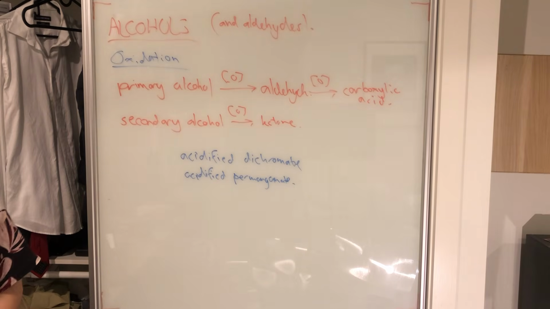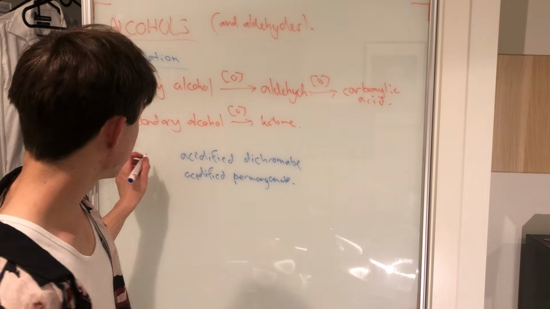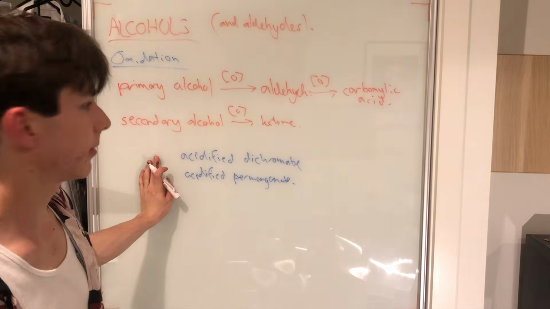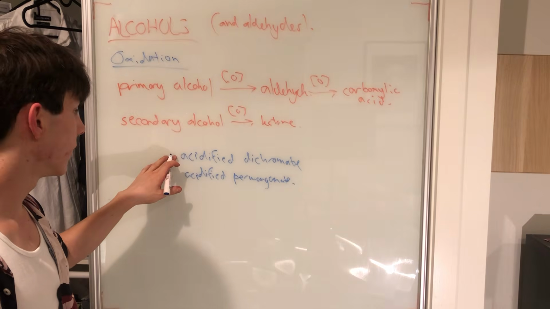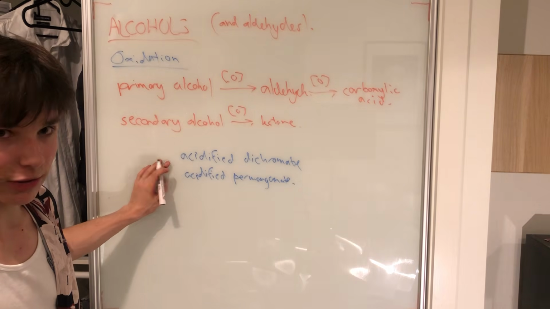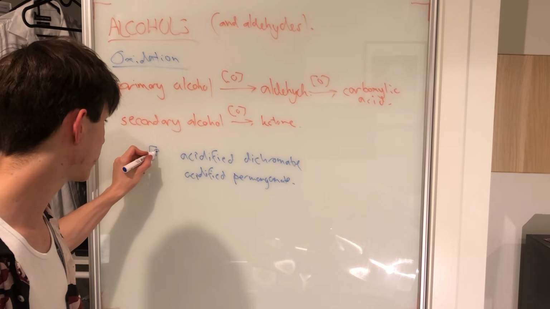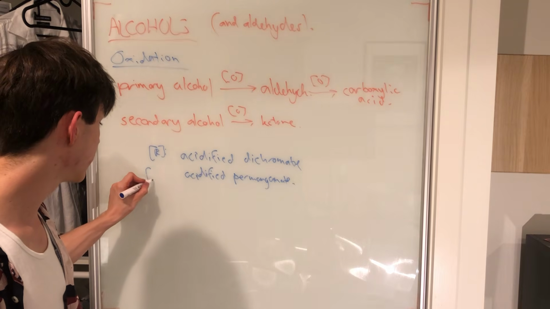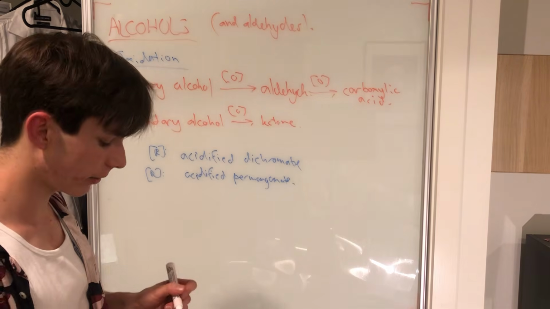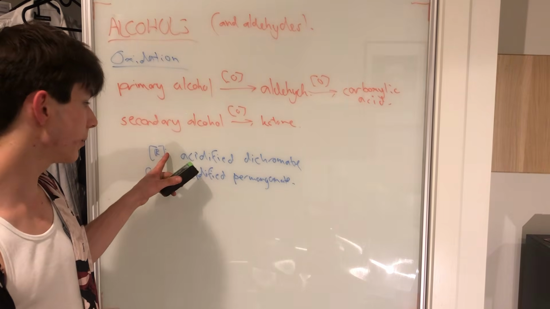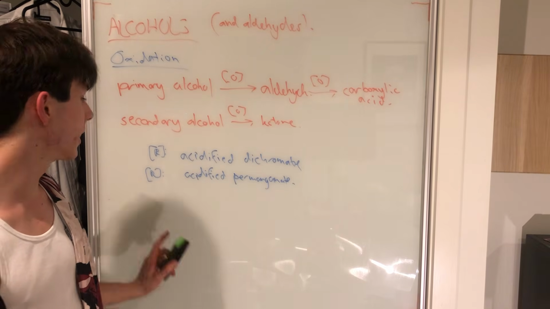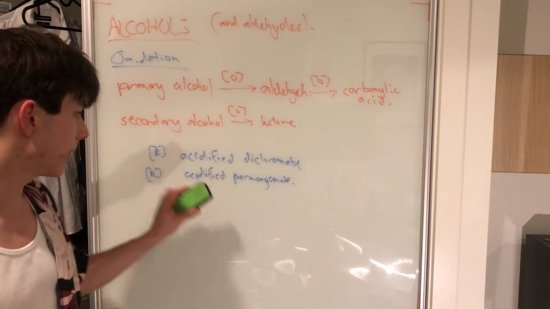So, what do I mean by acidified? These are oxidizing agents. They are the other half of each of these reactions. In order to be an oxidizing agent, they have to themselves be reduced. So these give us the reduction half reactions. And if you look in your data book, you can find the reduction reaction for acidified dichromate. You can find the reduction reaction for acidified permanganate.